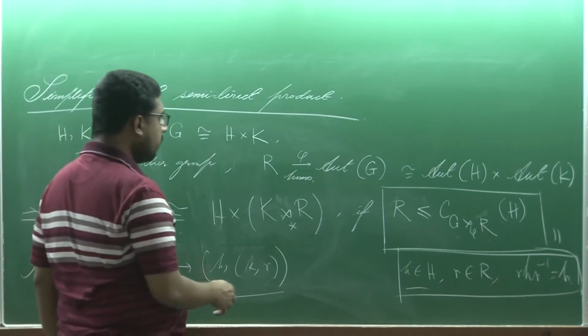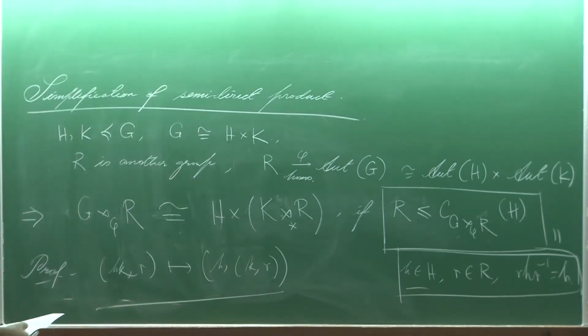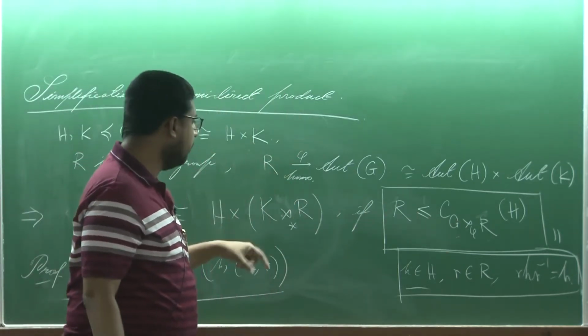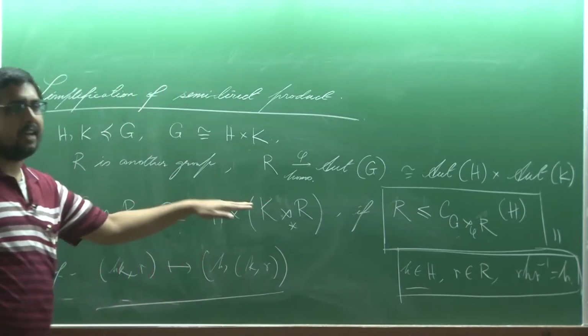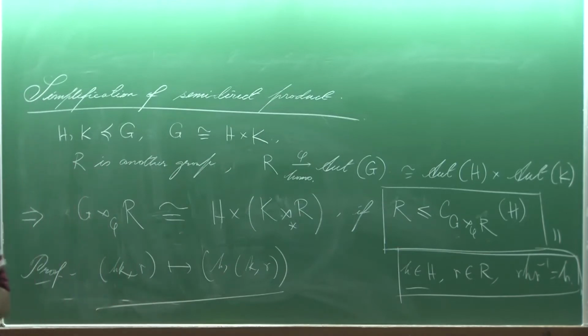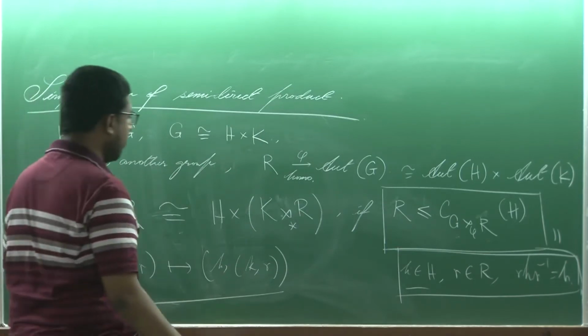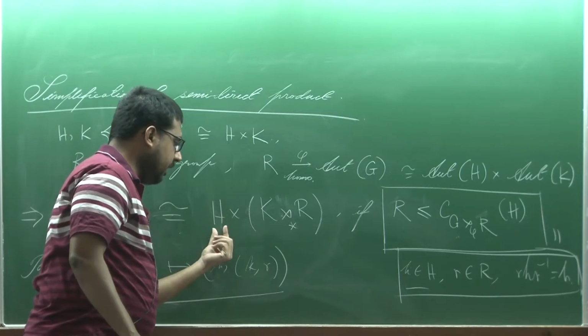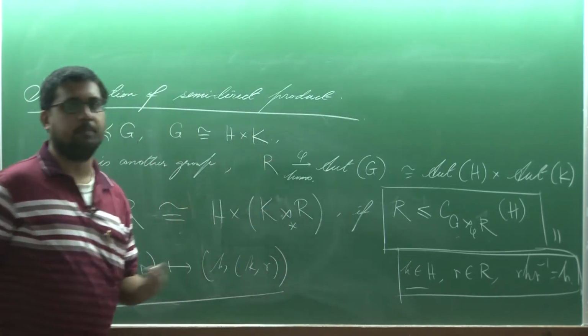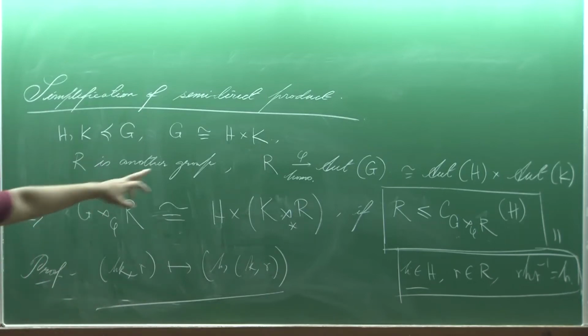Therefore, what's the essence of this proof? What's the essence of this simplification? If G is the direct product of two characteristic subgroups, and R acts trivially on one of them, then the semidirect product is nothing but the direct product of that subgroup and the semidirect product of R with the other subgroup.